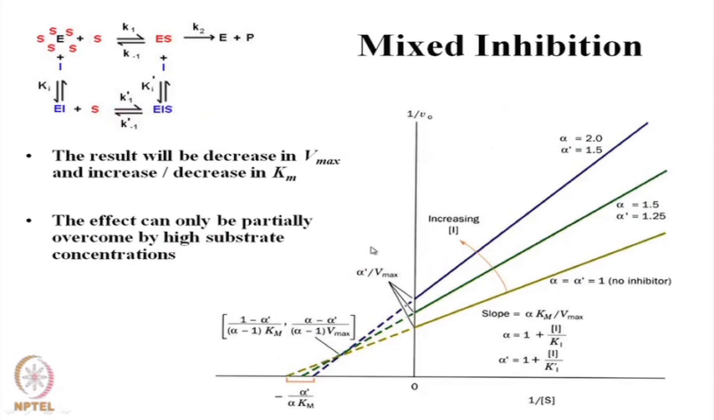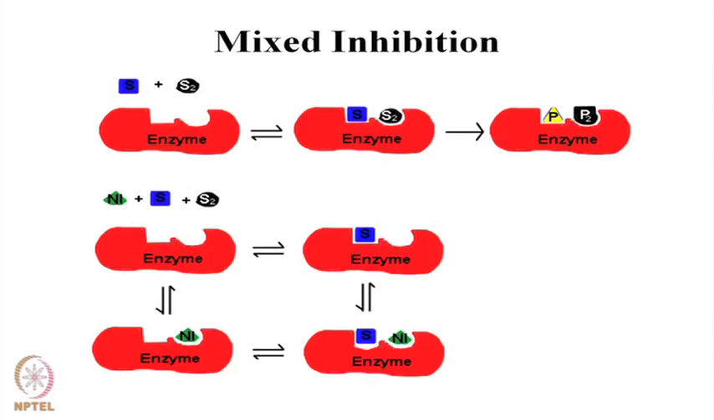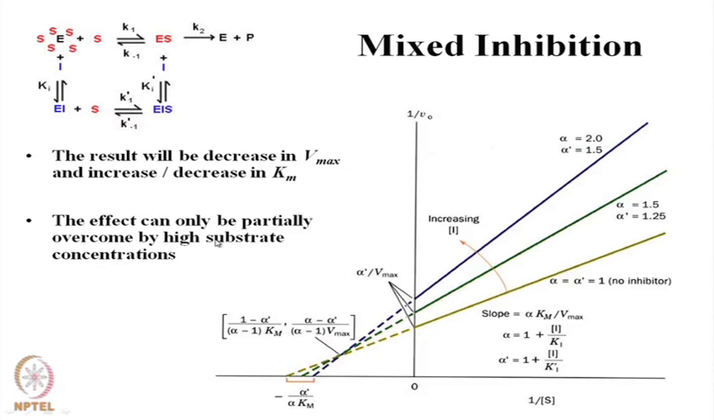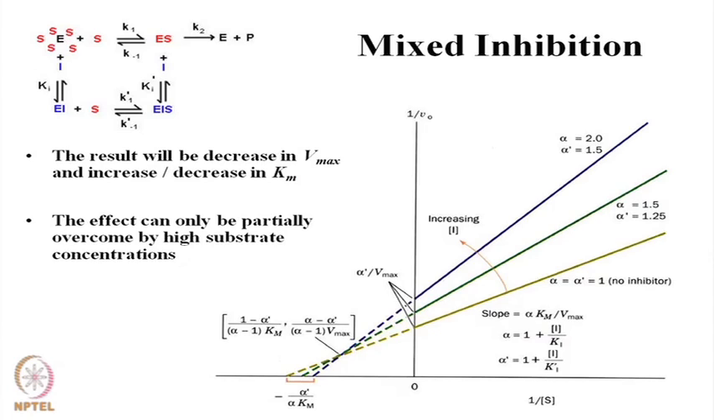So, mixed inhibition is a kind of competitive, but not exactly competitive. It is non-competitive, but it has resemblance to competitive, in that you can partially overcome it, although competitive inhibition can be greatly overcome with high substrate concentration. Here also you cannot fully overcome it, but you can partly overcome it with high substrate concentration. So, this is a typical plot for mixed inhibition.